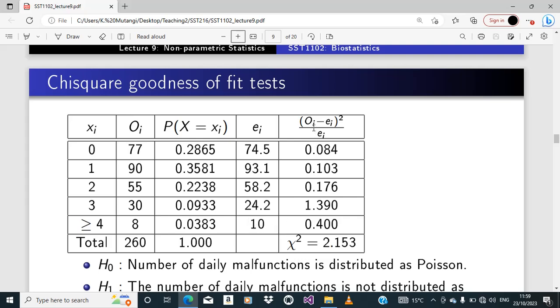In the last column, this is where we are trying to calculate the test statistic. Observed in this first row, you have 77, this 77 here, minus 74.5 squared, divided by 74.5, to give you 0.084. You do the same for all the classes and then calculate by summing 0.084, 0.103, 0.176, 1.39, and 0.4. You are summing to get 2.153 there. That is your test statistic.